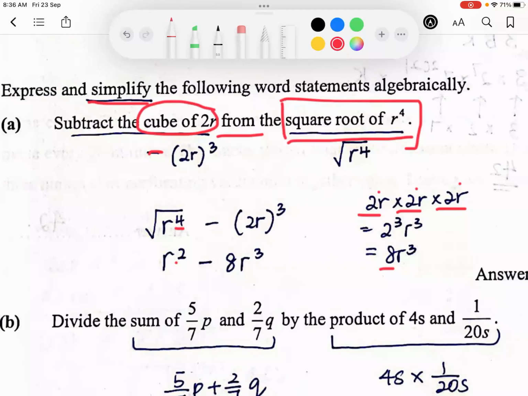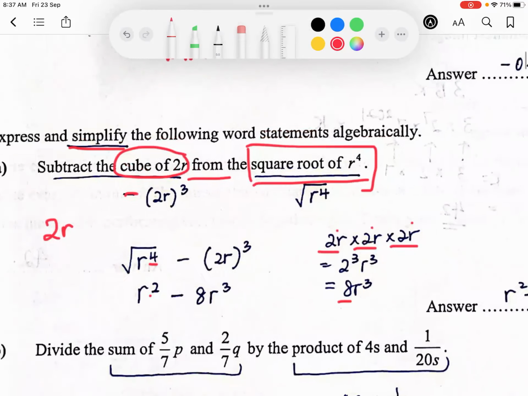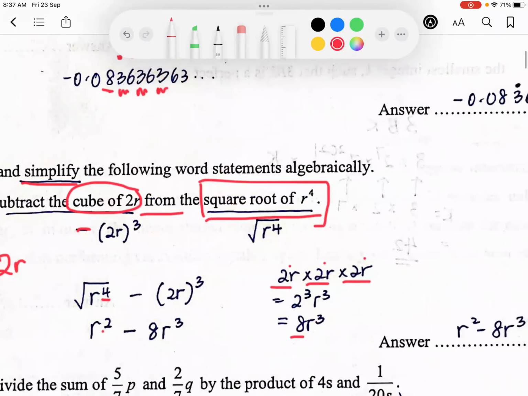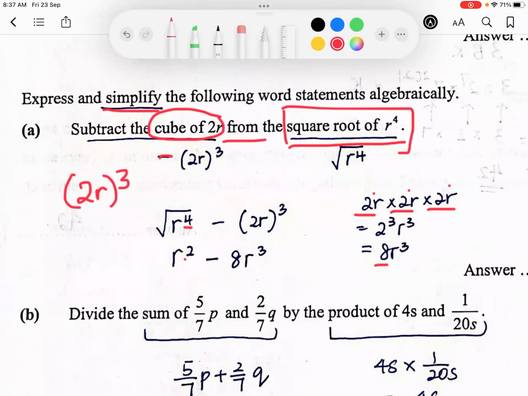No? No, huh? Which part do you need me to explain again? Can you explain again? The 2r times 2r times 2r. Okay, the 2r. Because this one they say cube, right? Cube means what? Cube means power 3, correct or not? So I have 2r whole thing to the power of 3. So when I have power 3, it means I repeat the 2r times the 2r times the 2r 3 times.